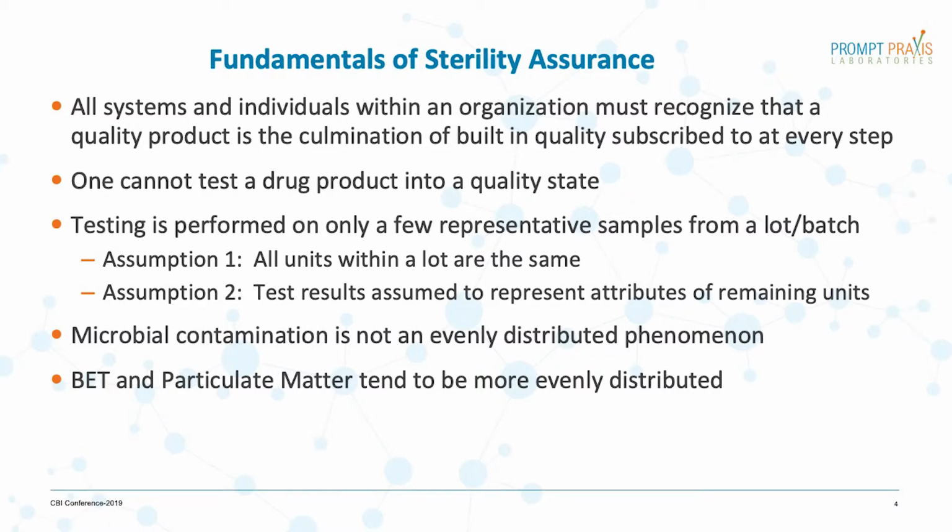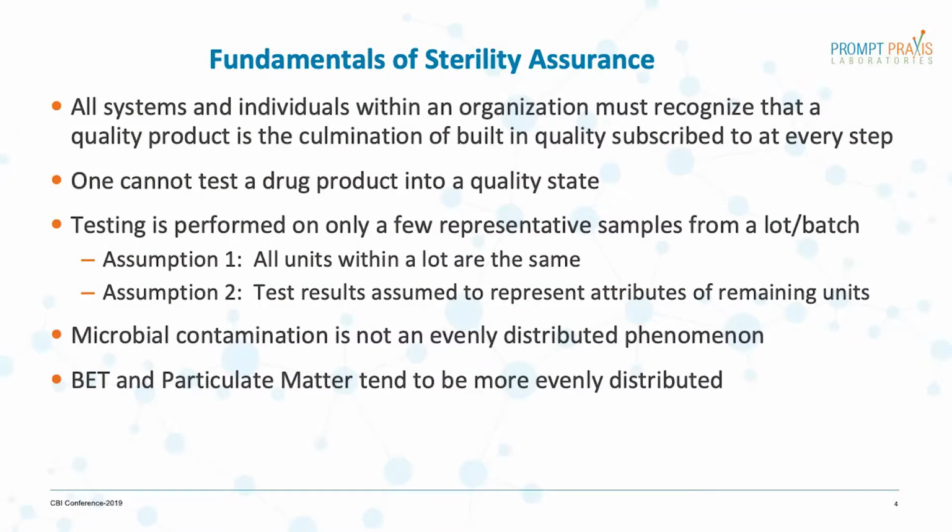In testing, there are a couple of assumptions that we all subscribe to. Number one, that all units in the batch are the same or representative of that batch. Secondly, that the test results are assumed to represent the attributes of the remaining units you didn't test. Batch release testing or compendial testing is performed on a sampling of the batch and not every unit, because often it's destructive and therefore you wouldn't have any material to release to your patients.